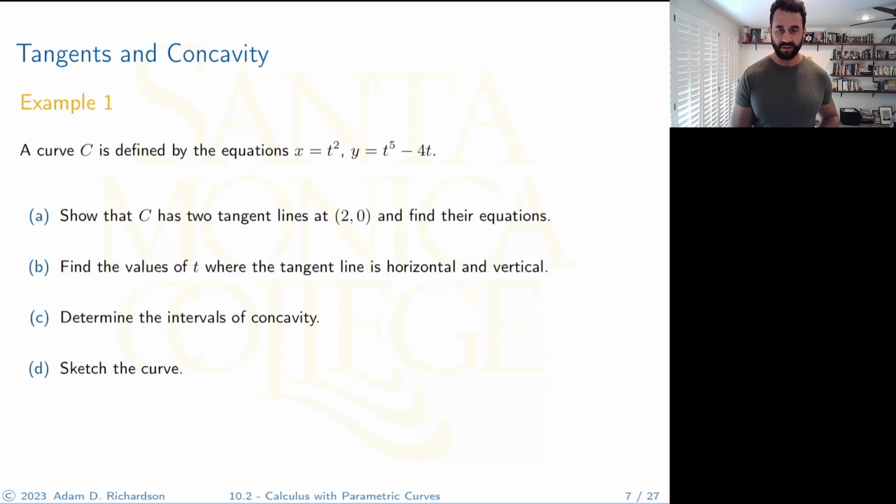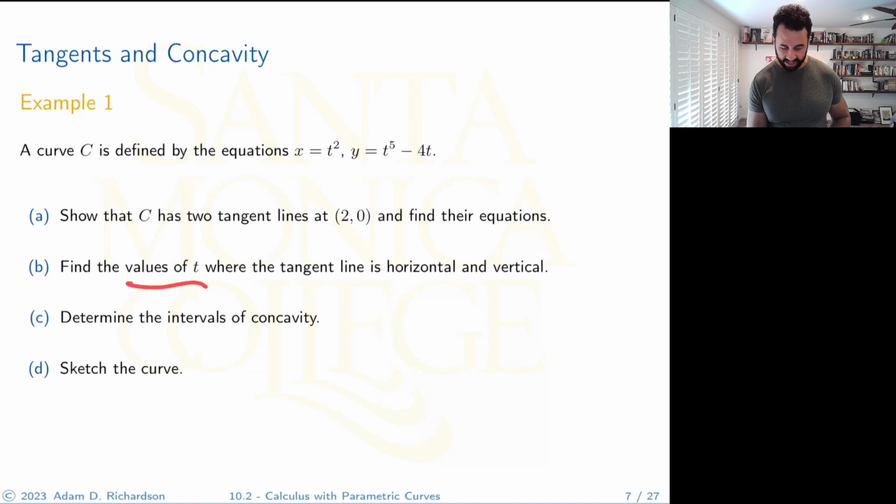All right, moving along. Let's try an example here. So let's say that we have a curve that's defined by the equations x equals t squared and y equals t to the fifth minus 4t. So we're going to do a few things. We're going to show that this curve has two tangent lines at the point (2, 0), and we're going to find their equations. We're going to find the equations of those two tangent lines.